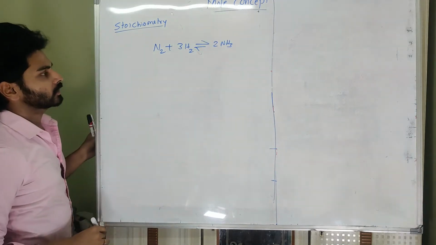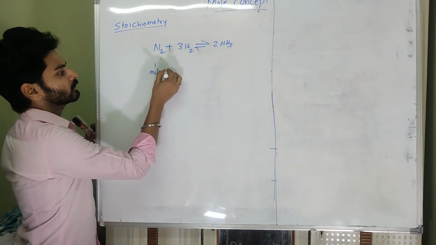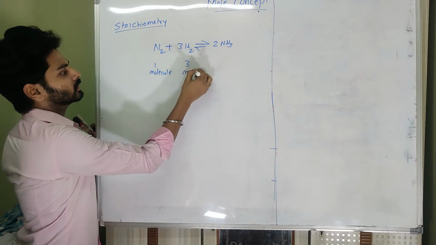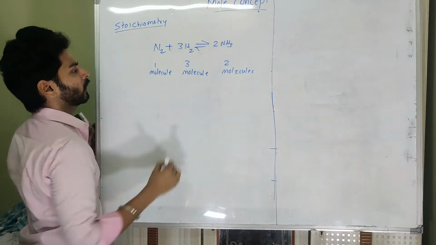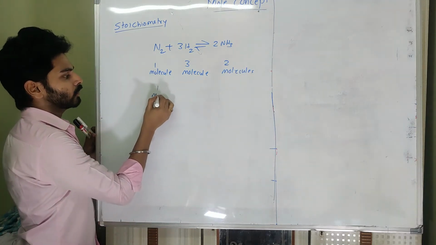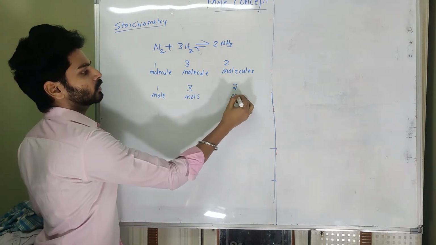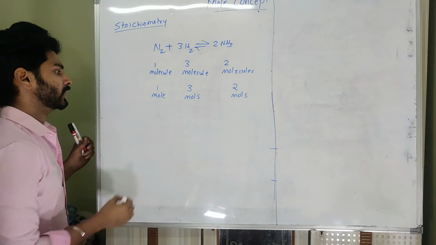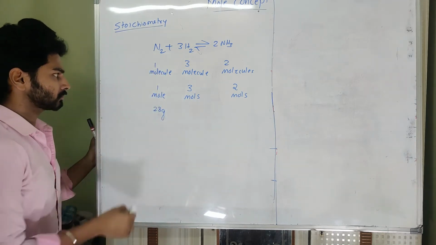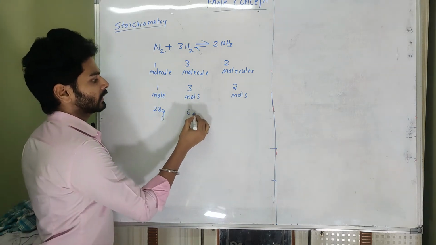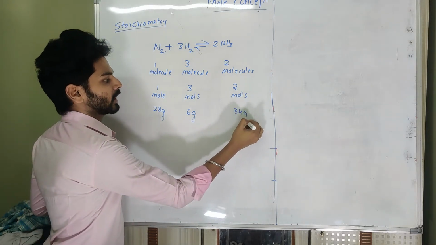And here we have written 4 different conclusions. In terms of molecules, this will be 1 molecule and 3 molecules reacting to give 2 molecules of ammonia. In terms of moles, 1 mole reacts with 3 moles of hydrogen giving us 2 moles of ammonia. In terms of mass, 1 mole of nitrogen is 28 gram, H2 is 2 gram into 3, which is 6 gram, and this is 34 grams of ammonia.